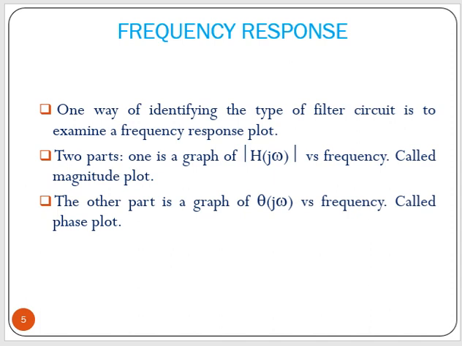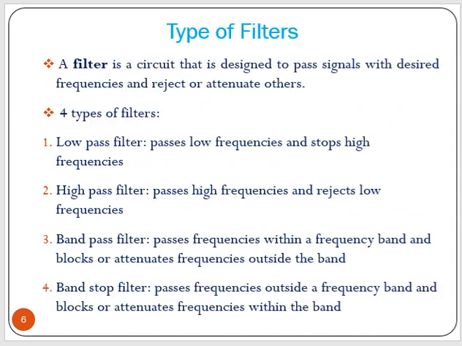Now, one way of identifying the type of filter circuit is to examine the frequency response plot. It has two parts. One is the magnitude plot, magnitude of H(j omega) versus frequency, and the other is the phase plot, that is the plot of theta or phi of j omega versus frequency. A filter is a circuit that is designed to pass signals with desired frequencies and reject or attenuate others. Or else we can say a filter is a frequency selective circuit, that means its transfer function, that is output by input ratio, depends on the frequency.